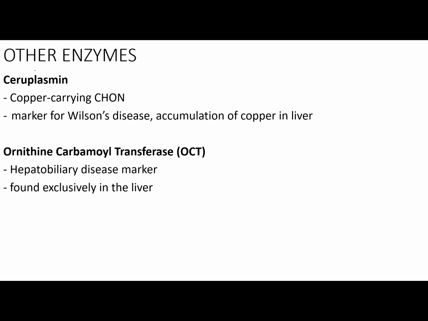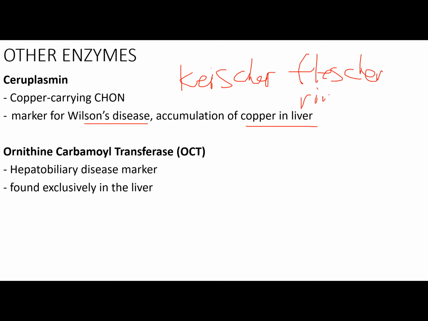Other enzymes, class, that you should take note of are ceruloplasmin. This is a copper-carrying protein. Marker for Wilson's disease, accumulation of copper in the liver. So here is what they call, class, the Kaiser-Fleischer rings. So these are usually seen in the eyes, class, wherein there would be the presence of copper in the eyes. Those are the Kaiser-Fleischer rings.